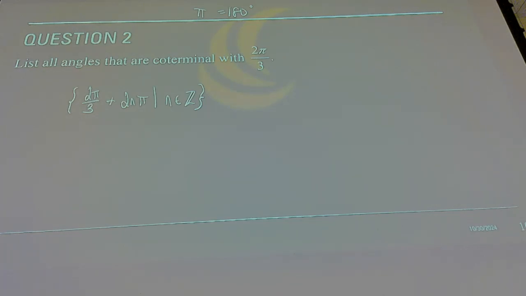The idea of coterminal angles is extremely important when we're looking at trig functions, because typically with trig, we want to restrict our angles to 0 to 2 pi. So if you're given an angle outside of there, you just find the coterminal angle that's between 0 and 2 pi. Reference angles are also very important.